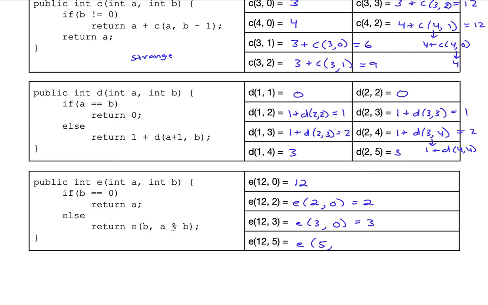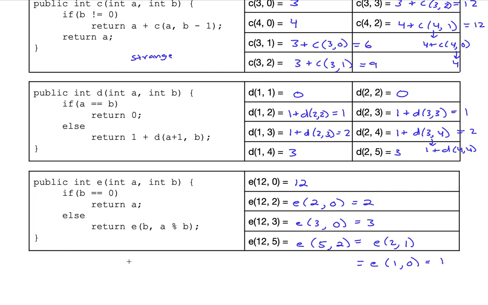For E of 12, 5, it's going to be E of the second input, and then whatever 12 mod 5 is. I believe the remainder there would be 2. So what's E of 5, 2? Well, that's going to be E of the second input, comma, the first input mod the second input, and 5 mod 2 is 1. All right, do it one more time. So this is equal to E of the second input, 1, and then 2 mod 1 is 0. And we know when the last input is 0, the answer is just the first input.